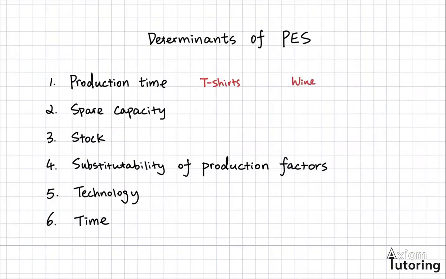A vineyard cannot instantly increase quantity supplied because grapes take months to grow and ferment. Even if prices rise sharply, quantity supplied cannot increase in the short run.